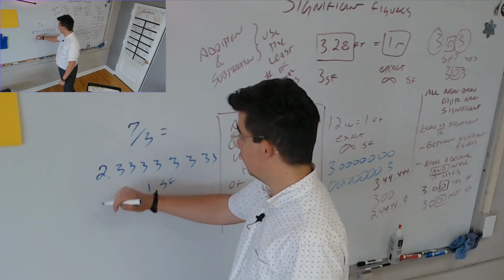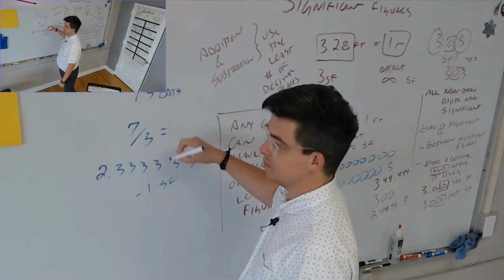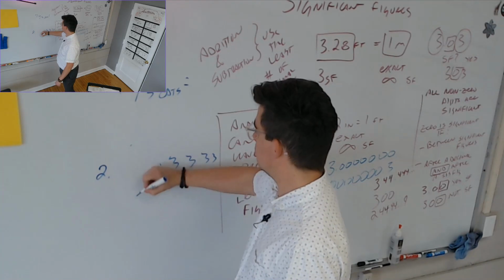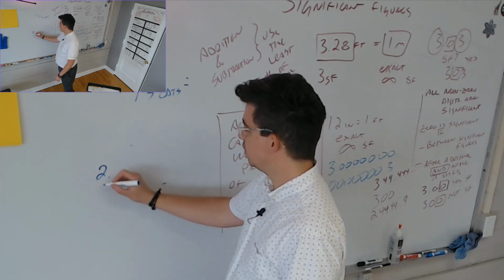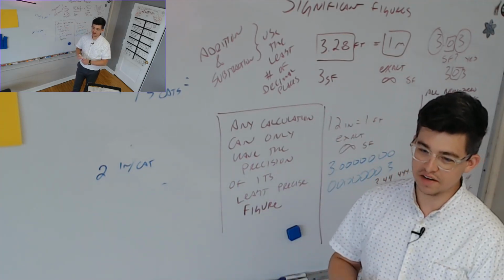1. If these are measured values, if we have 7 inches divided by 3 cats, I don't know, it doesn't really matter, but those are measured values. This is not a fraction, they're measured values. Yeah, we only have 1 sig fig, so the answer is 2 inches per cat. I don't know what we're measuring here. Amount of string cheese eaten, I don't know.